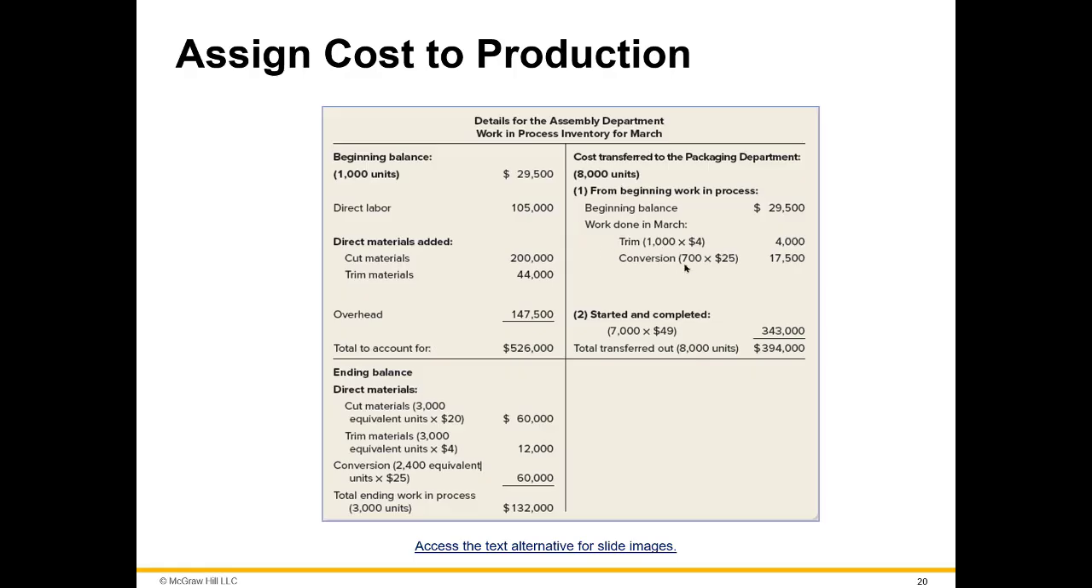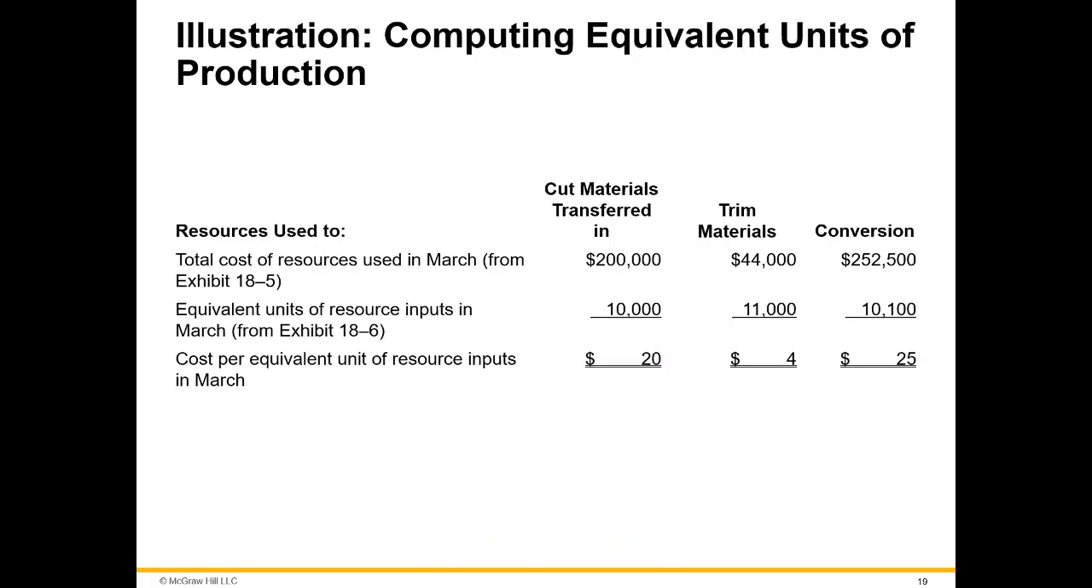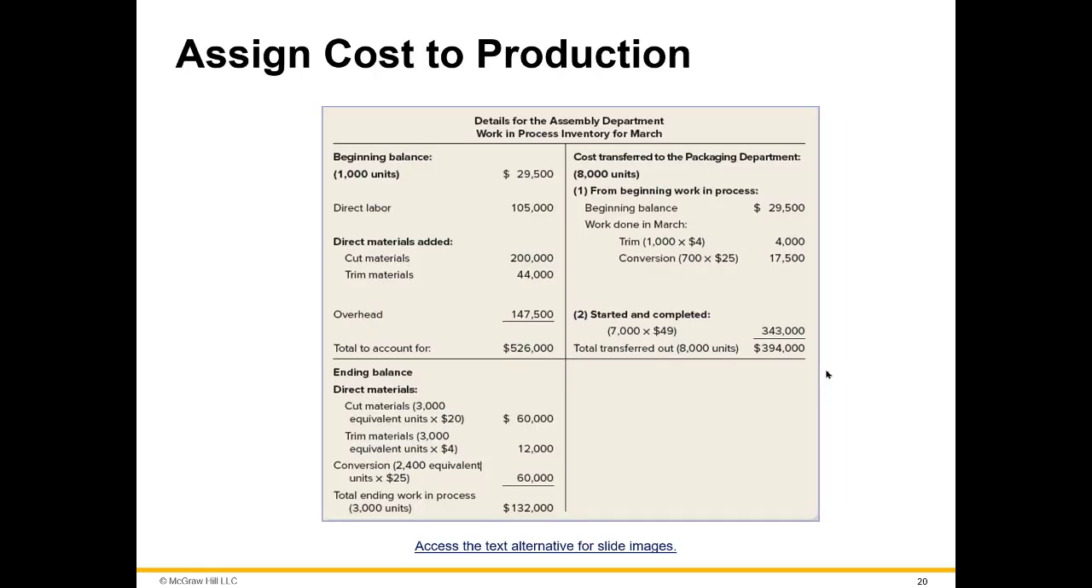That still required 700 in conversion. And there were 7,000 that were done 100%. They were started and completed at $49 each. Now, where does that $49 come from? Well, 20 plus 4 plus 25 equals 49. So you can see where that comes from.